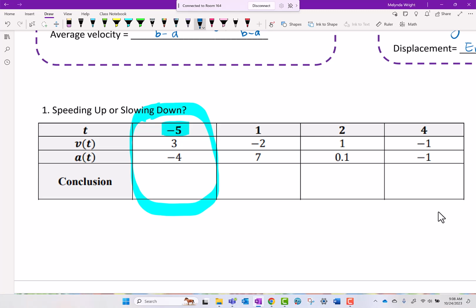So here, velocity is greater than 0. Here, acceleration is less than 0. They have different signs, so my conclusion is that the particle is slowing down. Slowing down because they have different signs. Now, if I'm justifying it, I would say slowing down because A and V have different signs.